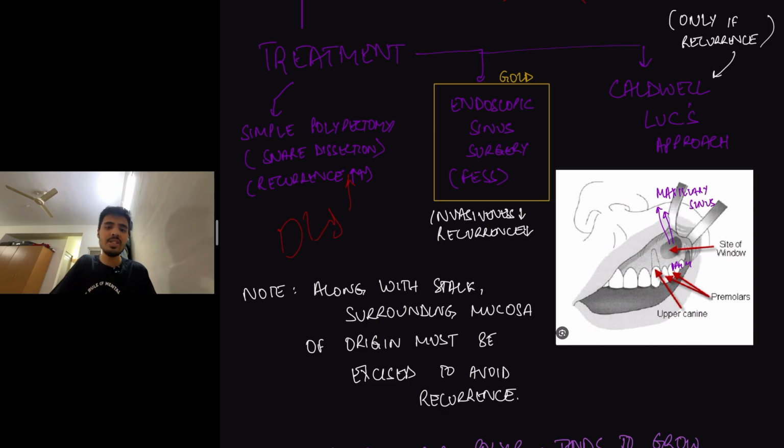But the problem with simple polypectomy was a high rate of recurrence. So the gold standard surgical technique for polyp is always functional endoscopic sinus surgery, FESS. FESS is minimally invasive and has a very low rate of recurrence. But even after doing FESS, if there is a high rate of recurrence, then we'll go for the Caldwell-Luke approach. It is a very invasive procedure, used only when required. This is not generally preferred.